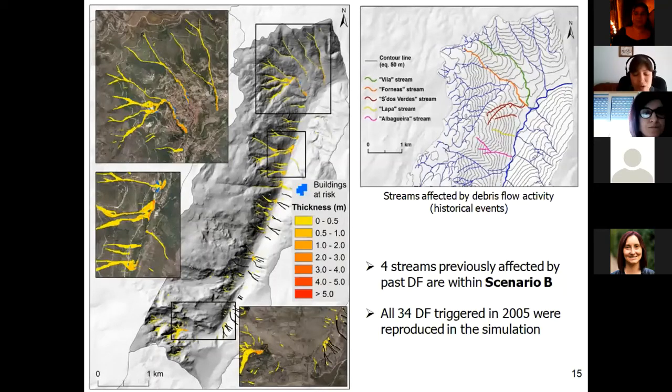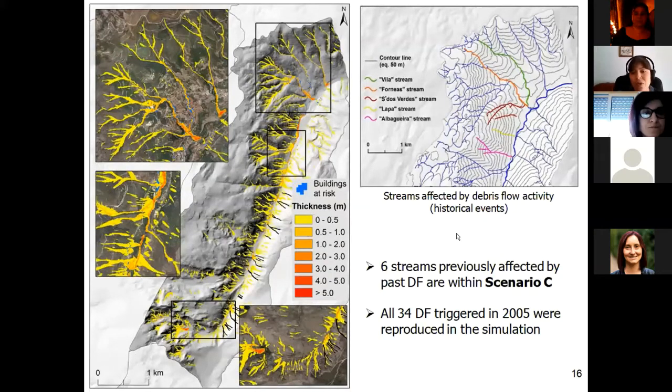Here we have the results from scenario B, where we used an excess rainfall of 35 millimeters per hour. With this scenario, all the 34 debris flows triggered in 2005 were perfectly reproduced. And as we can see by looking at these two images, the scenario is also able to simulate the material deposition in 4 streams with historical debris flow activity.